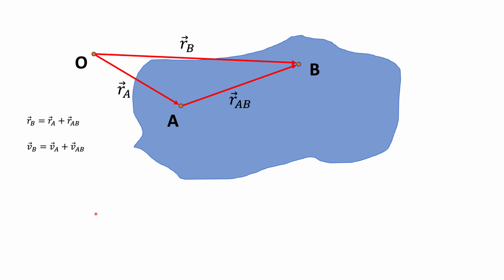We see that velocity of point B with respect to a stationary point is equal to velocity of point A with respect to stationary point plus the velocity of point B with respect to point A. But since this is a rigid body, the distance between the point A and point B does not change in time, which means that the only thing that point B can do with respect to motion to the point A is to move in a circle centered around point A.